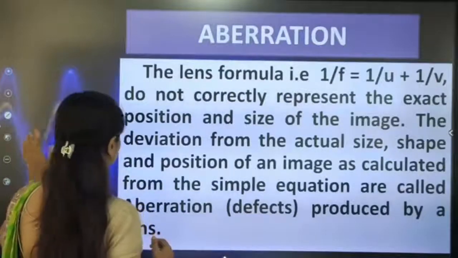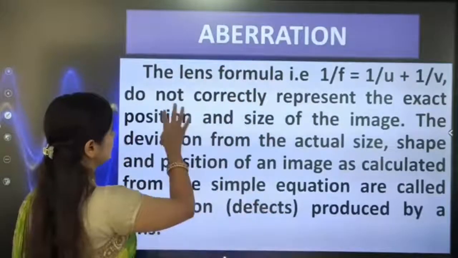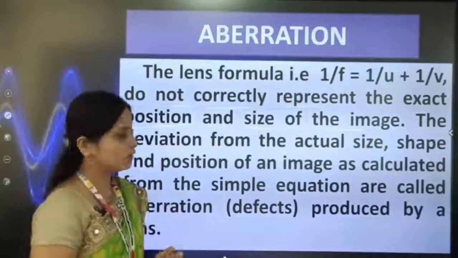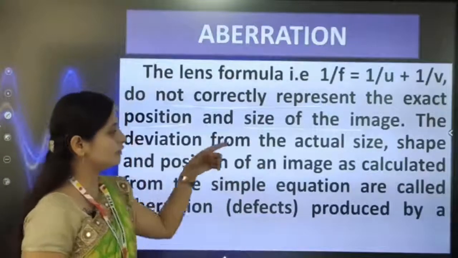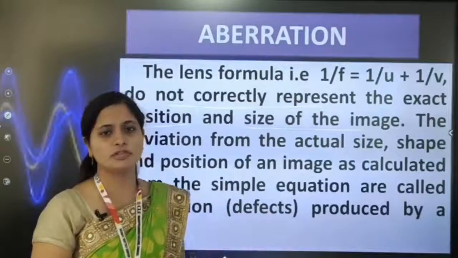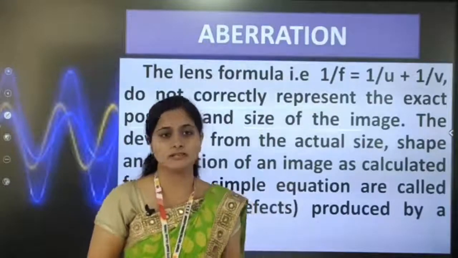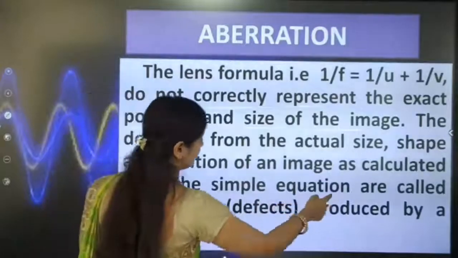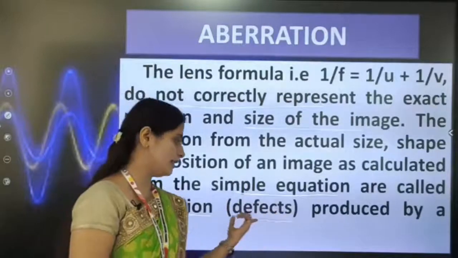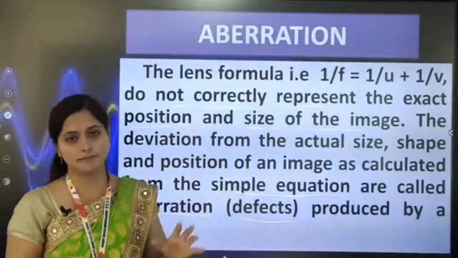See here, already we saw that the lens formula does not correctly represent the exact position and the size of the image. Got it? So the deviation from the actual size, shape and position of an image is calculated, so some deviation is produced. By using the lens formula we cannot find the actual position and size. So that time we use the simple equation, and this is called aberration. Aberration is nothing but the defect produced by a lens. So this is the definition of aberration. Okay, simple.